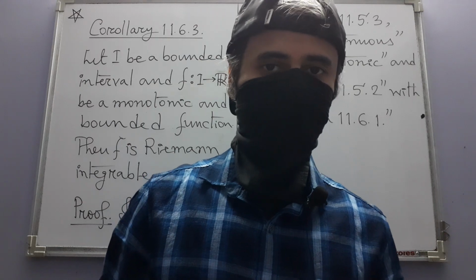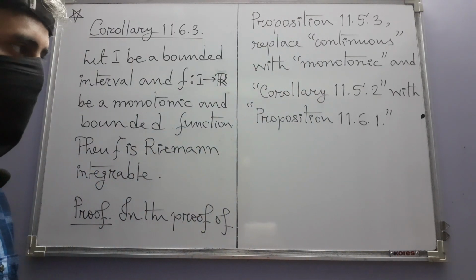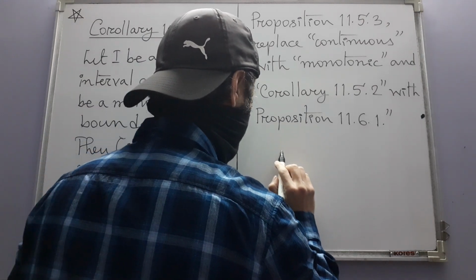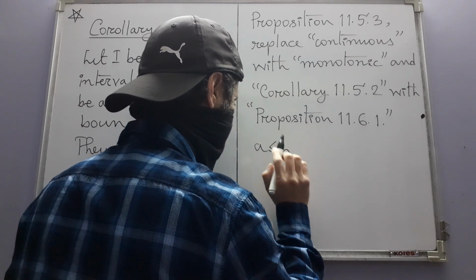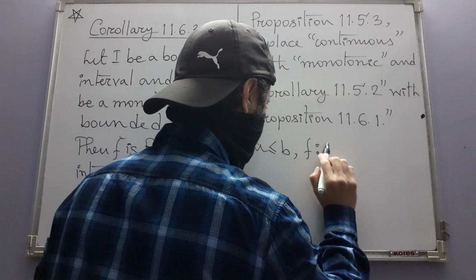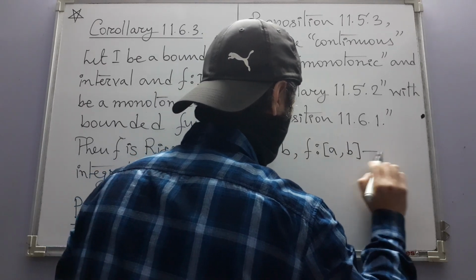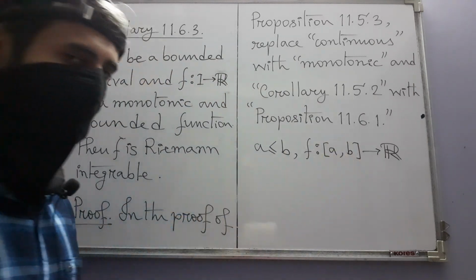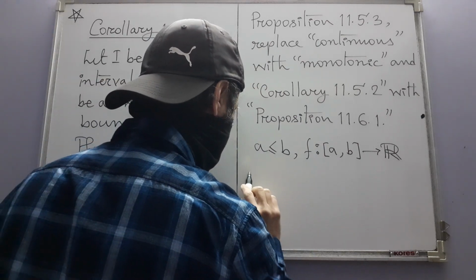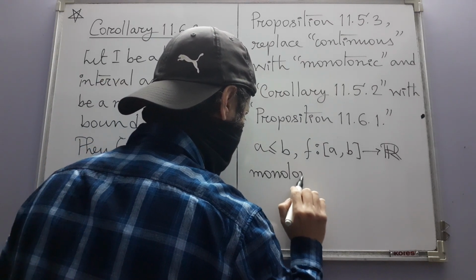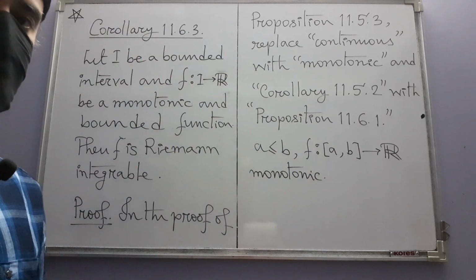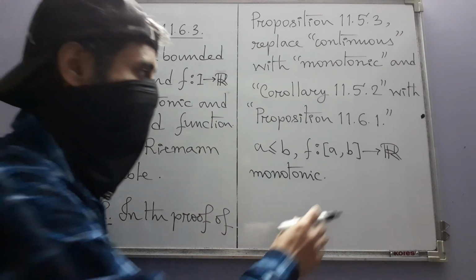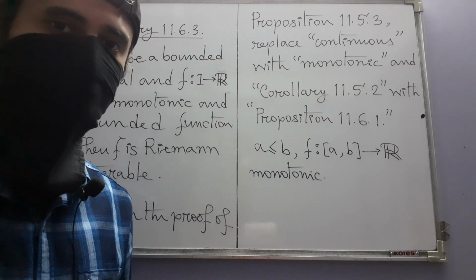Okay, so let's recall what we proved in the previous analysis video. There we proved that if A and B are two real numbers and A is less than or equal to B, and F is a monotonic real valued function with this closed interval as its domain, that is, this is monotonic, then F is Riemann integrable over that interval. Now we are going to change this closed interval to any type of bounded interval.